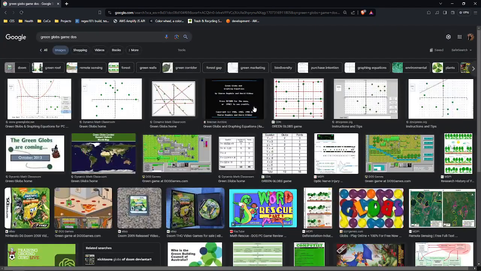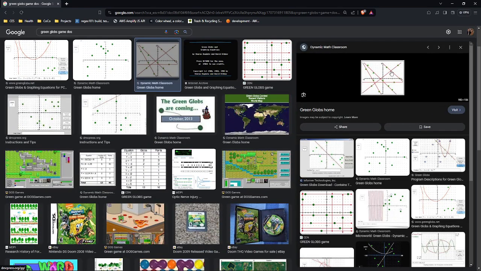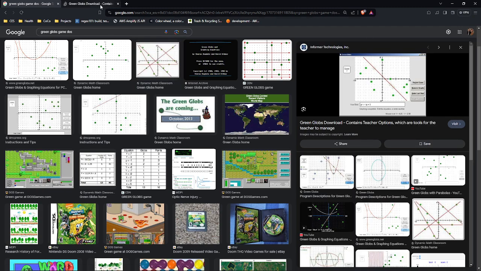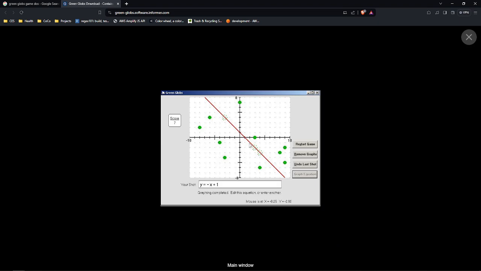See if I can find a good picture. I cannot find a good picture. Looks like here's a newer version of the same game, though. There, you enter an equation to knock out as many globs as you can at one time. Points are based on how many of these globs you can knock out with how few equations. I found out through trial and error that if you enter a circle equation, you can knock out a bunch more of these globs all at once.